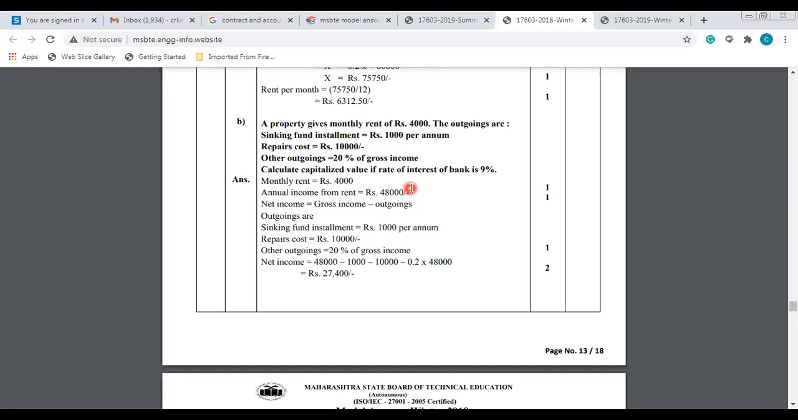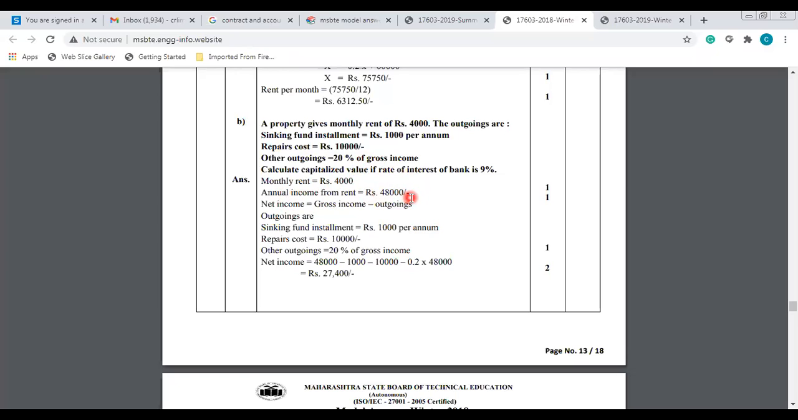What is our formula? Net income equals gross income minus outgoings. Okay. Now here in this problem they have mentioned all the outgoings. The outgoings are rupees 1,000, that is the sinking fund installment. Second outgoing is nothing but repair cost, that is rupees 10,000, and other outgoings are 20% of the gross income. Now the gross income we have to derive. Annual income from the rent we have derived. Correct? Yes, that is your gross income.